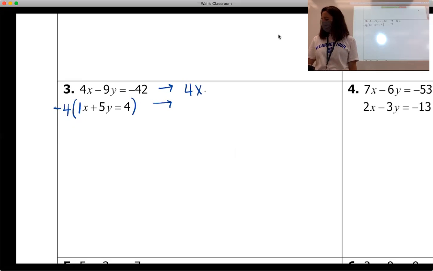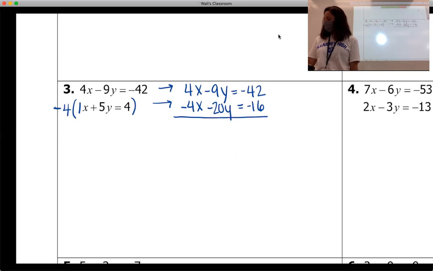So just to make sure that we are not making any mistakes, I'm going to copy this first equation, 4x minus 9y equals -42. Multiply everything in the bottom equation by -4, so we get -4x minus 20y equals -16. And now all I have to do is add those two equations. So when I add them, what happens to my x's? They cancel out, because 4x plus -4x goes away. -9y plus -20y is -29y, and -42 plus -16 is -58.